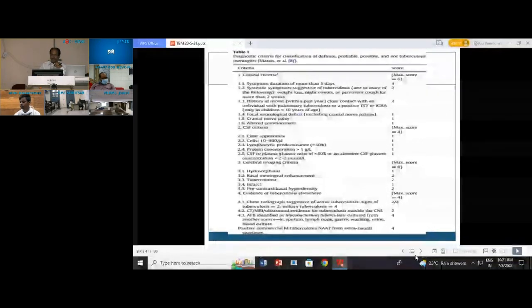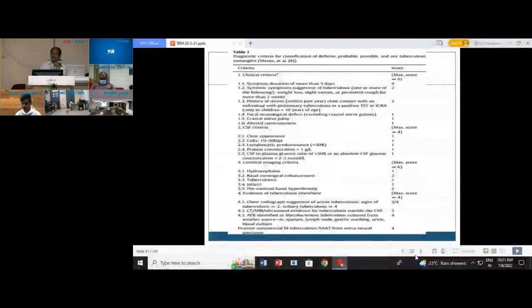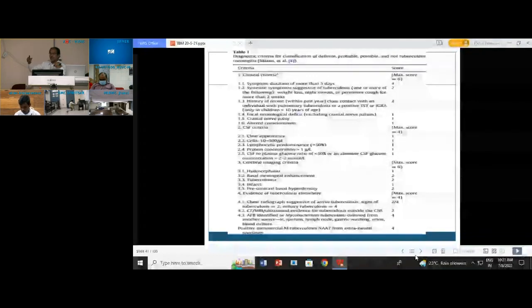Again a point, if tuberculoma is there, it suggests TBM with tuberculoma. If infarcts are there, somebody comes with fever, headache, vomiting and you have seen infarcts, again it suggests tuberculosis meningitis. Common with tuberculosis meningitis.